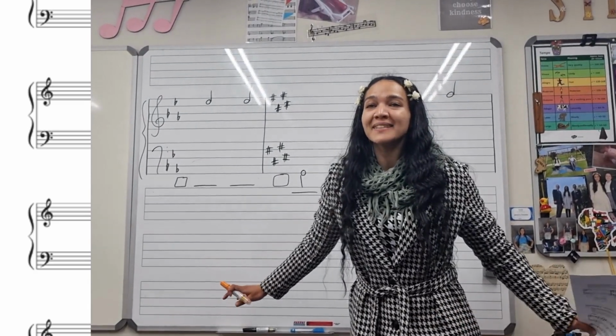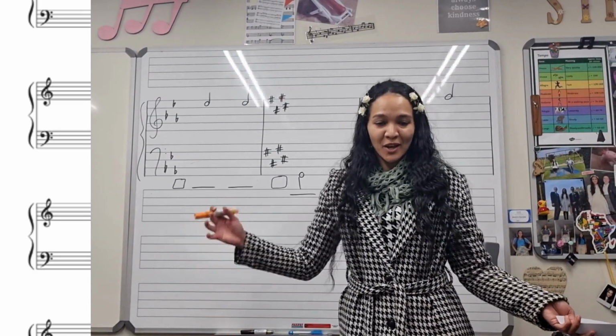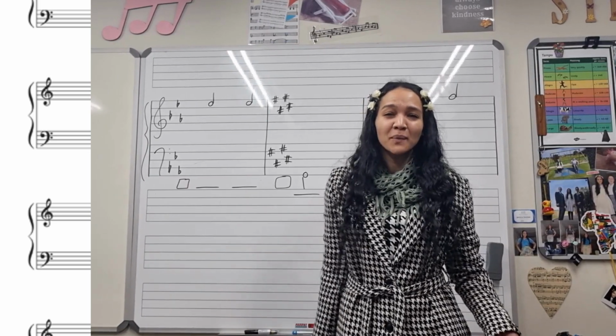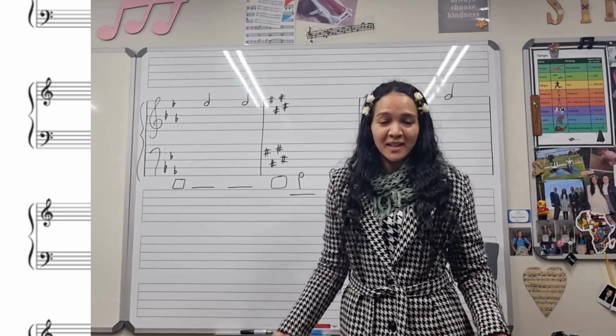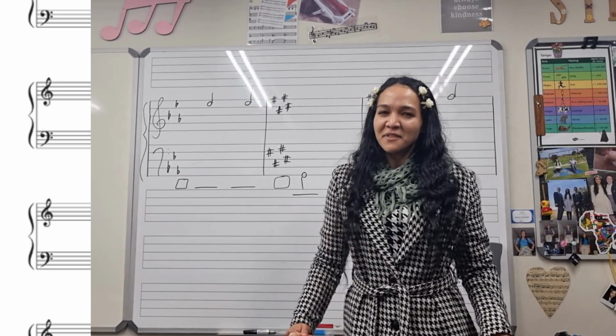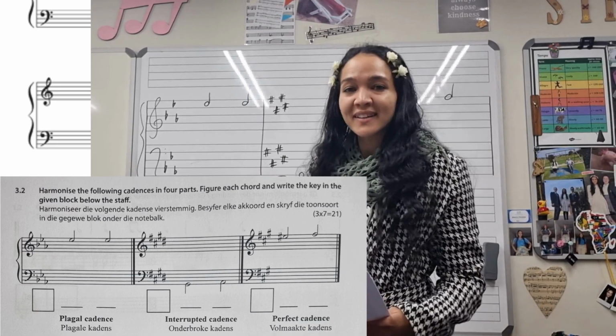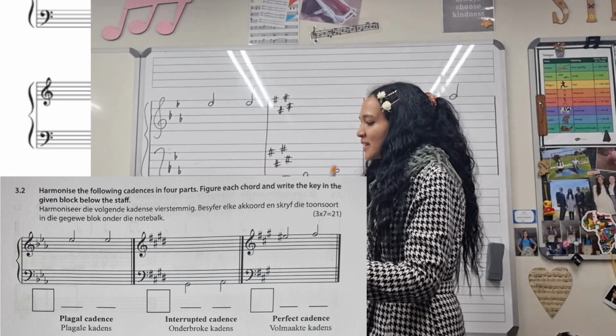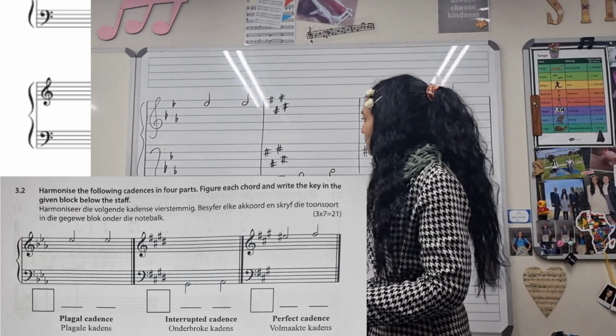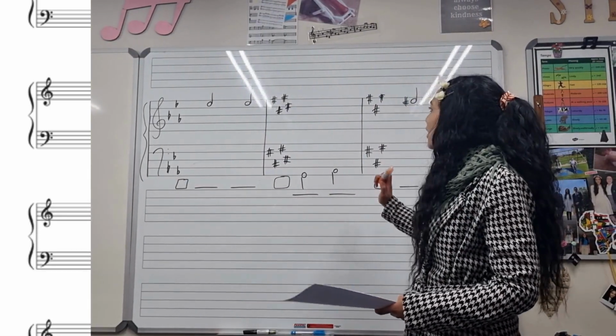Question 3.2 does have a bulk of marks wrapped up within itself. So we have 21% wrapped up in this very sub-question alone. So you have to know cadences are very important. They do tell us to harmonize the following cadences in 4 parts. Figure each chord and then write the key in the given blocks below the staff.